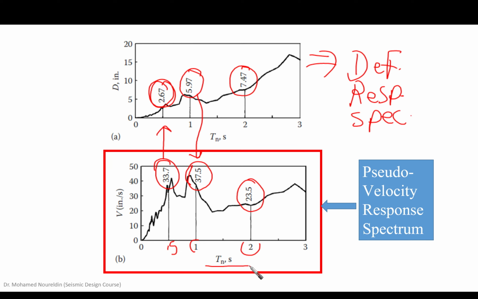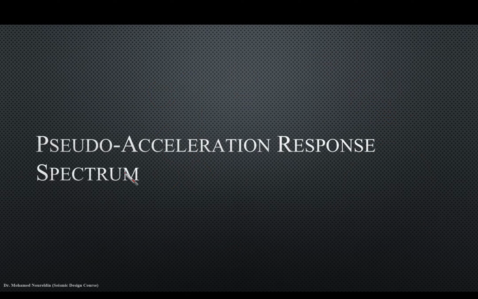Here, as I said, the horizontal axis is Tn, and the vertical axis is the pseudo velocity. The units are inch per second. This is velocity, and this is what we call the pseudo velocity response spectrum. Now we could map between the deformation response spectrum and the pseudo velocity response spectrum. Now let's go to the third important item, which is the pseudo acceleration response spectrum. Here it is acceleration instead of velocity, and again pseudo, which means false or approximate.